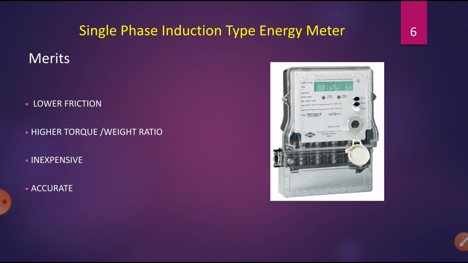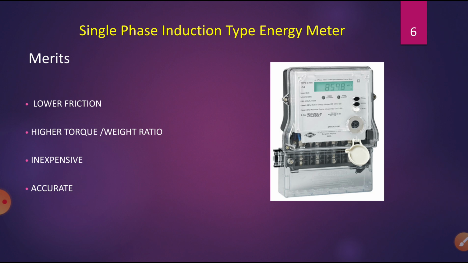So in this case, how are we going to produce the deflecting torque? There is no pointer inside. Here there is a disc inside. Our aim is to rotate the disc, to move the disc. For that purpose, some deflecting torque is required to rotate our aluminum disc. In an induction instrument, the deflecting torque is produced due to the reaction between the flux of AC magnets and the eddy current induced in a metal disc.